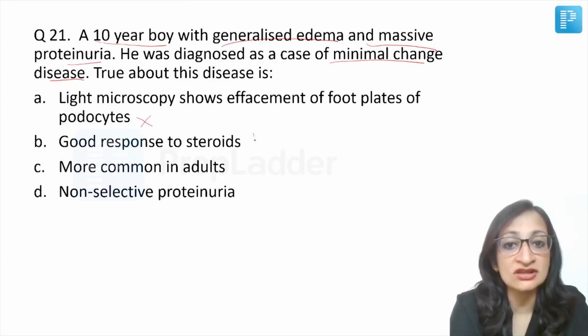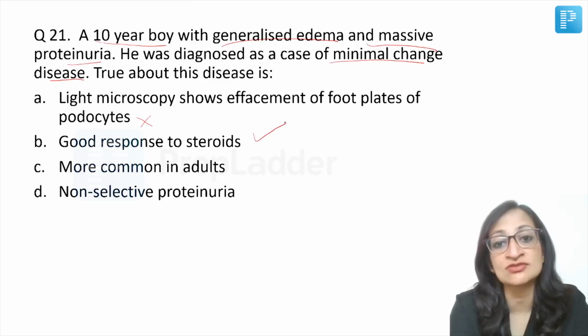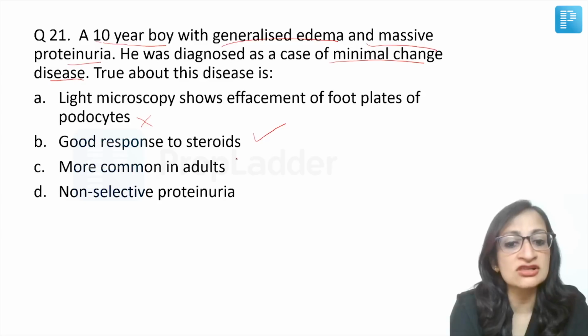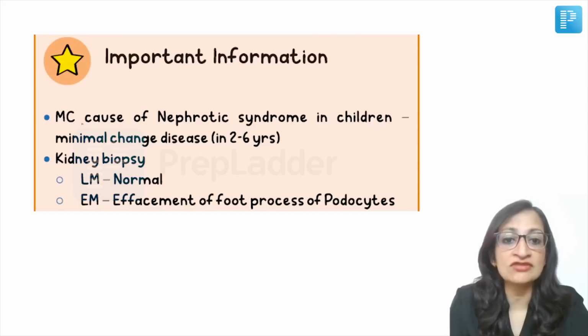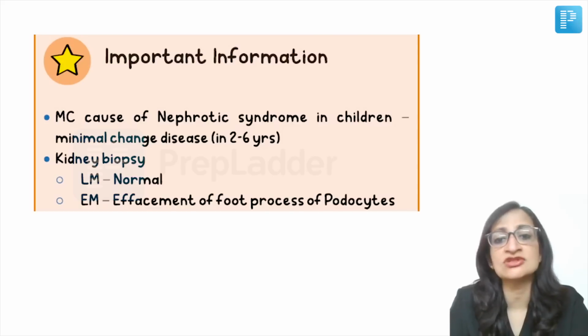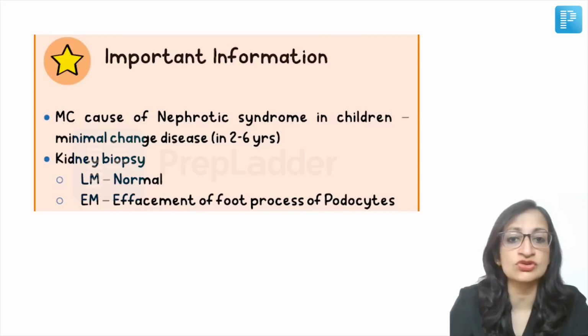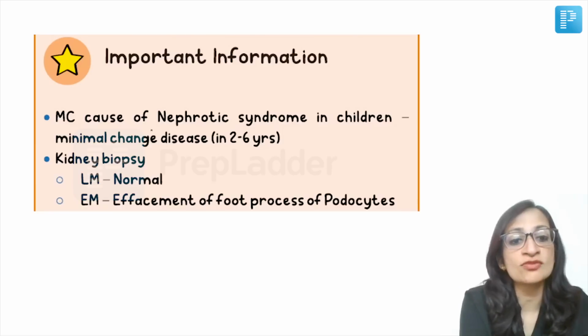Good response to steroid, yes, it is correct. And we know the drug of choice is prednisolone. More common in adults, no. Minimal change disease is more common in children. Non-selective proteinuria, no. It is not non-selective; mainly the albumin is coming out. So the best answer is good response to steroids. Again, we have discussed nephrotic syndrome n number of times in detail in our videos, in notes, and in previous year questions also. So the most common cause of nephrotic syndrome in children is minimal change disease.